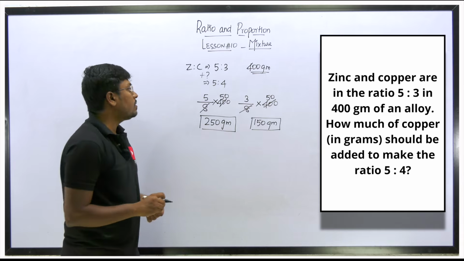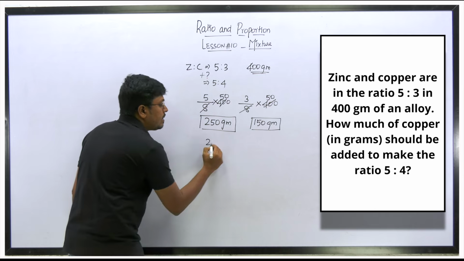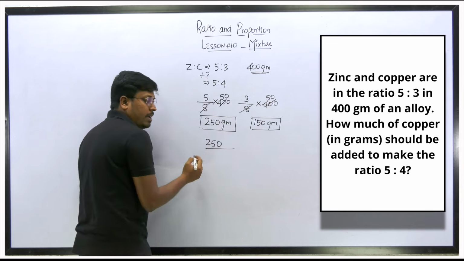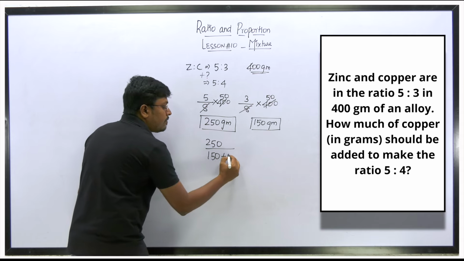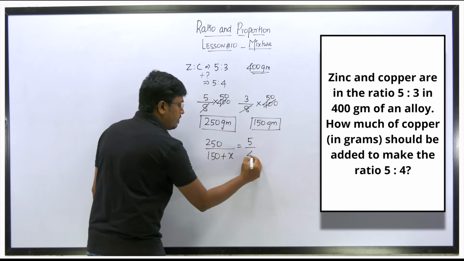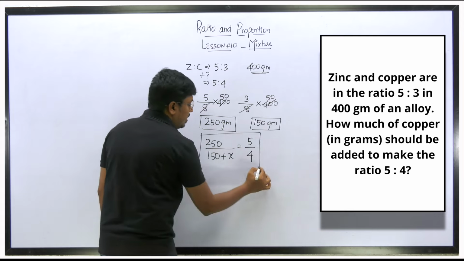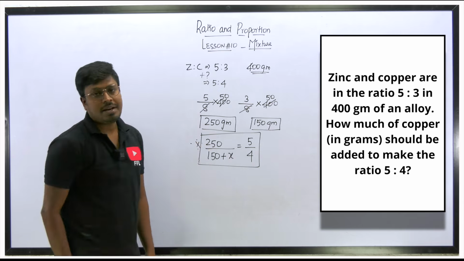So now according to the question, how much copper is to be added? Zinc we can keep as it is, 250 gram, and copper will be 150. Out of this 150, we have to add some grams of copper so that the ratio becomes 5/4. So finally we write this equation, right? Once we write this equation correctly, then you know how to solve the remaining parts.